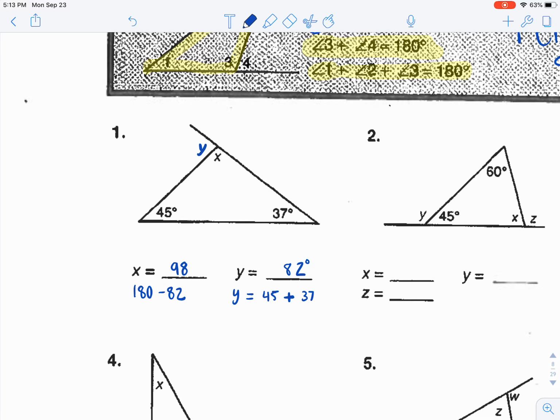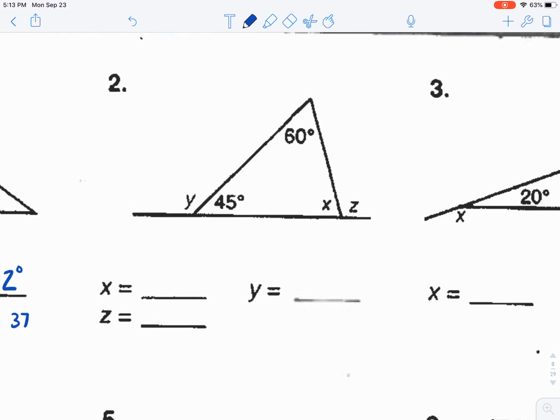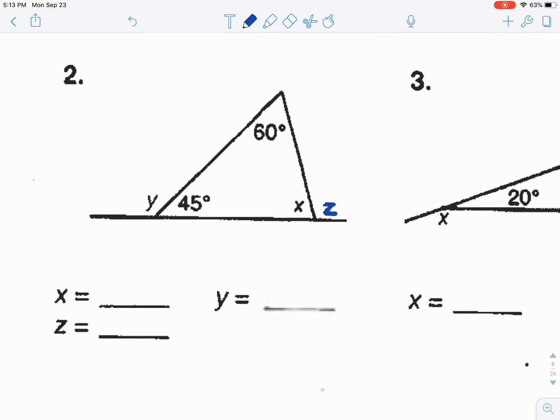Let's try this one again. So in number 2, we have two exterior angles, angle Z and angle Y. We're told that the exterior angle is the sum of the two remote angles. Now we're not going to start with Y because that means Y would be the sum of 60 and X, and we don't have X. So let's start by finding the measure of angle Z.